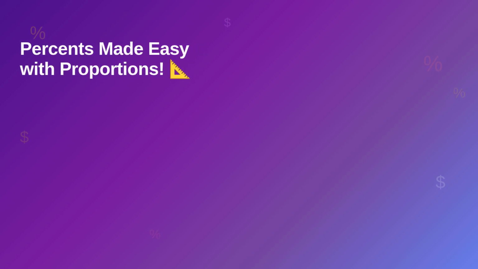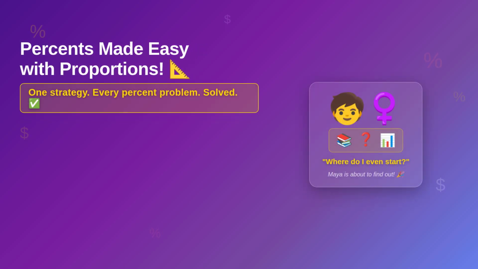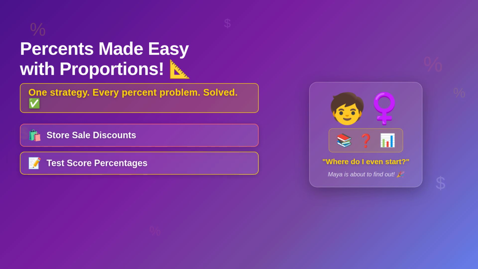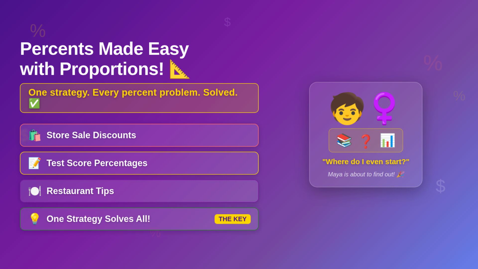Meet Maya. She's staring at 3 different homework problems, one about a store sale, one about a test score, and one about a restaurant tip. They all involve percents, and she has no idea where to even start. Sound familiar? Here's the good news. There's one powerful strategy that solves all of them. It's called using proportions, and by the end of this video, Maya and you will be percentage pros.